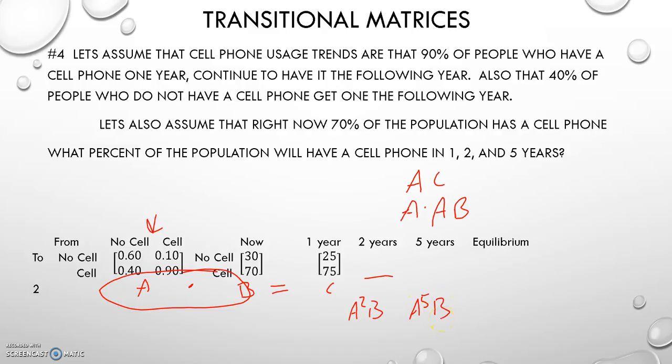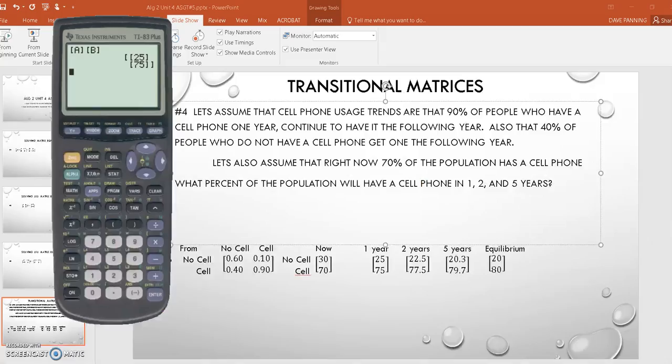Let's show how this would look on a calculator. To get the 2nd year distribution, we would go to the matrix feature, go to matrix. We're going to choose matrix A, but this time I'm going to square it. And so it's matrix A squared times matrix B. And I'm going to scroll down to matrix B and press enter. So now when I press enter, in 2 years, the distribution is going to be 22.5 and 77.5.